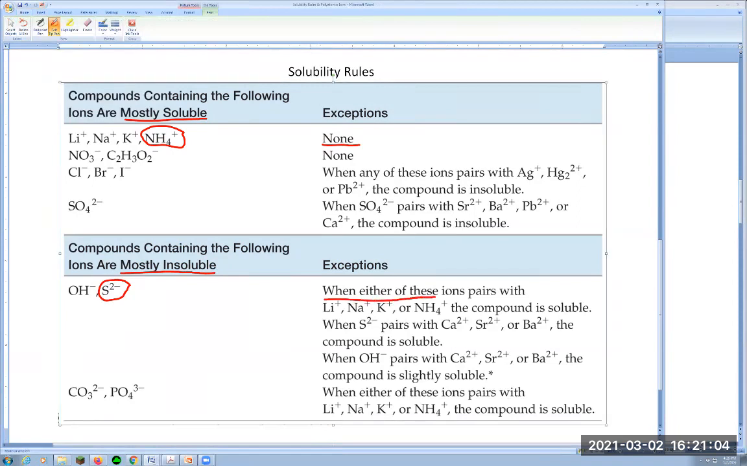When either of these ions pairs with lithium, sodium, potassium, ammonium, when S2- pairs with calcium, strontium, barium, no, that's for OH-. So it looks like iron 3+ is not listed in the exceptions. So that means this is going to be a mostly insoluble compound.